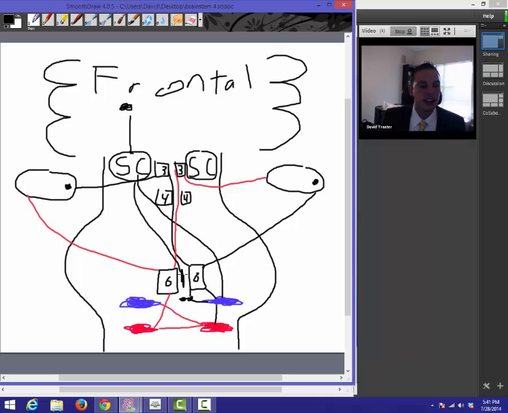Now, the neural integrator is the step. The neural integrator is what holds the eyes in a static or a tonic position. The burst neurons are the pulse, and the pulse and the burst neurons move the eyes very fast from one target or one object to the next object. Here are omnipause neurons. Omnipause neurons pause the eyes.